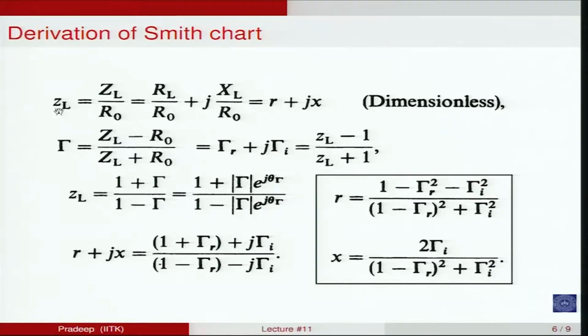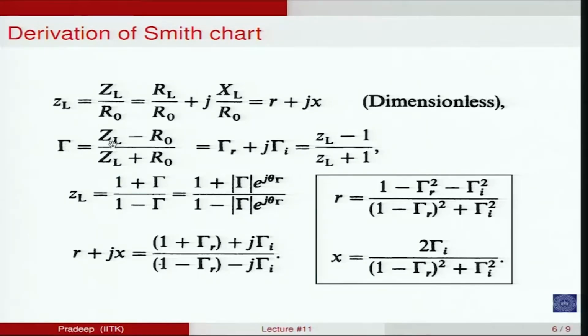First of all, we denote by this small z_L the normalization of the load impedance with the real characteristic impedance. The characteristic impedance is Z0, but when the line is lossless and the characteristic impedance is real, you can write this as R0, indicating that this is only resistance. So Z_L in general is R_L plus jX_L, can be normalized, and these normalized values are written as r plus jx.